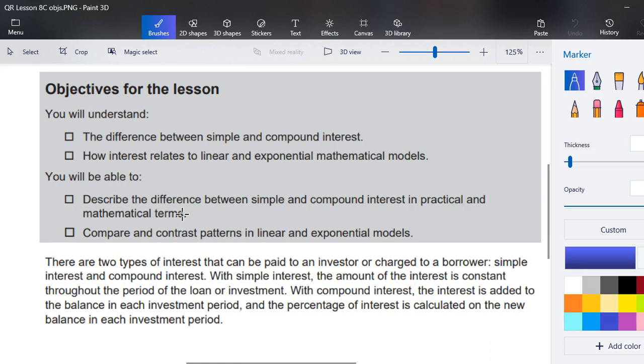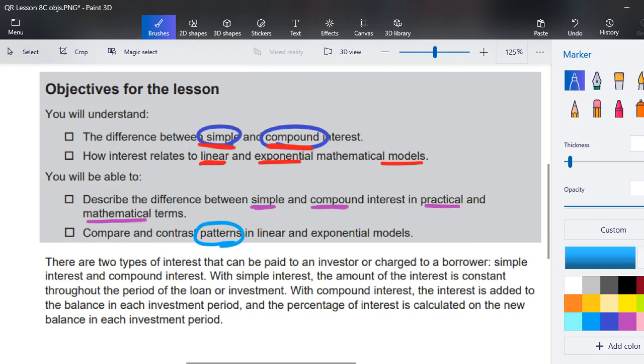In this lesson, you're going to understand the difference between simple and compound interest. And one thing you might even think about are simple fractures and compound fractures. One is simple and the other one has multiple parts. You'll also learn how interest relates to linear and exponential mathematical models. You'll be able to describe the difference between simple and compound interest in practical and in mathematical terms. You'll also be able to compare and contrast patterns in linear and exponential models.